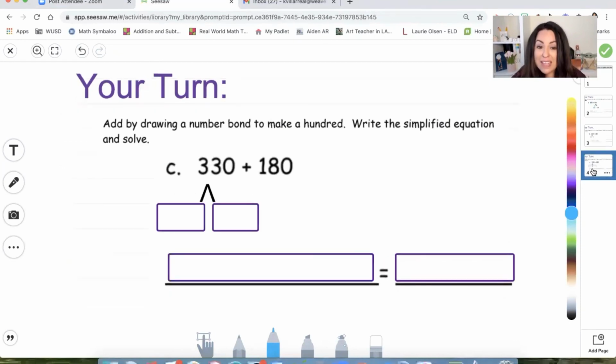But on the last one, I want you to look at 180, and I want you to break this number apart and write the new equation and write the answer. And that's it for today.